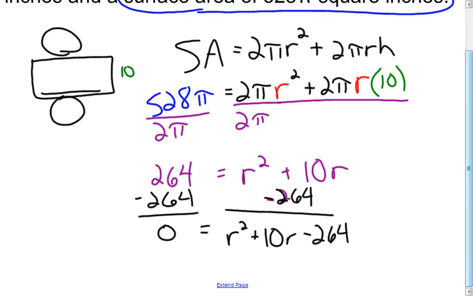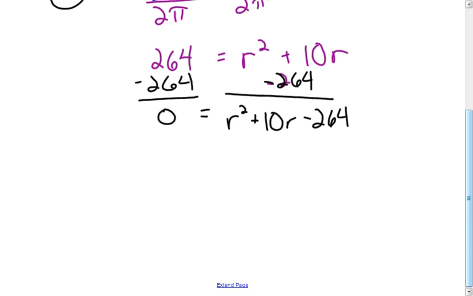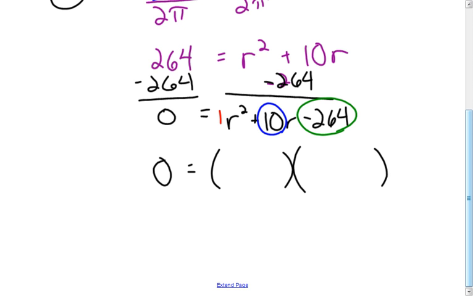This is where we could use the quadratic equation. We could take our a value, which would be right here, it's a 1. Remember, when there's nothing there, it's understood to be a 1. Our b value would be the 10, and our c value would be the negative 264. That's one option. Now I look at this and say, it's factorable.